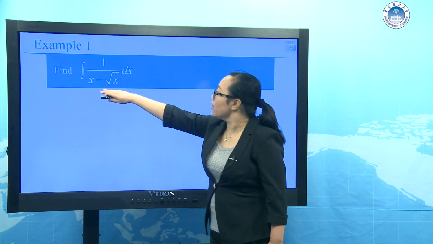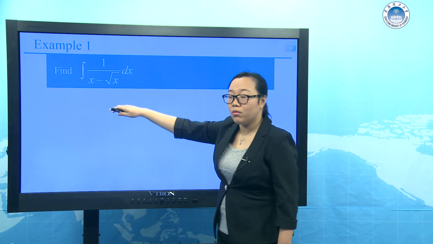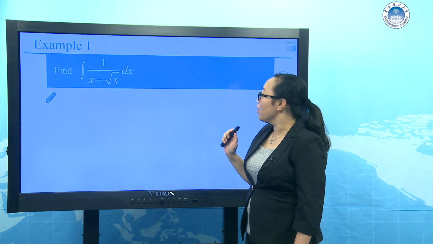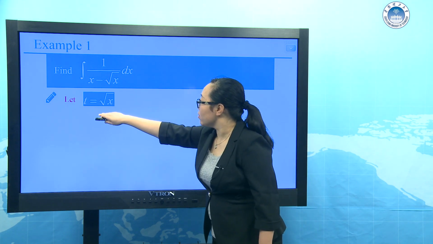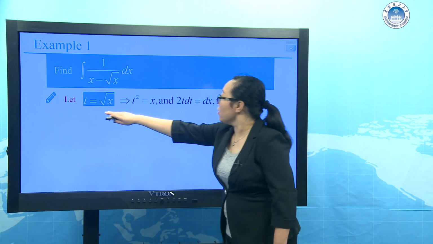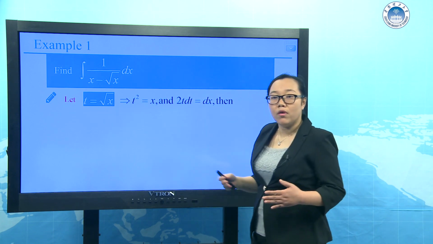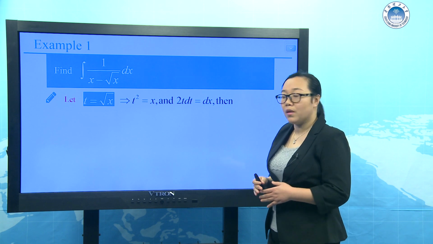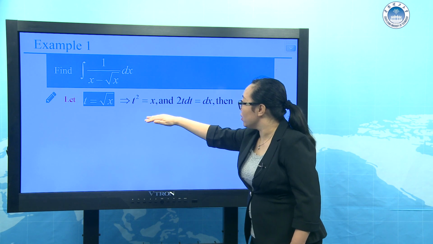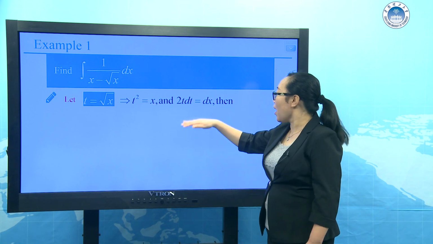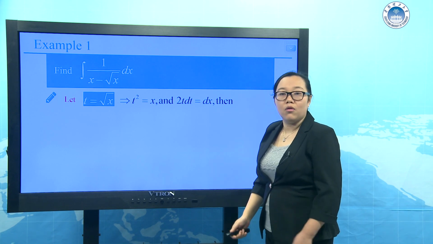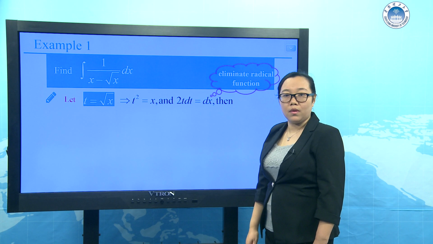Try to find the indefinite integral. Look at what is our special form. We write t equals the square root of x, and then t squared equals x. We will do the same computation on the two sides. Differential of t squared equals dx. We can get 2t dt equals dx, and then we use the substitution.